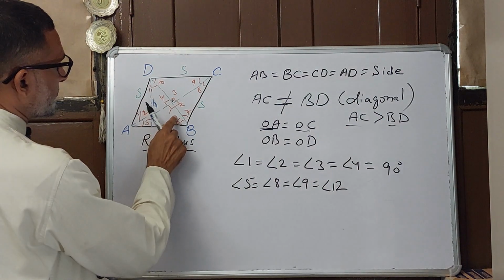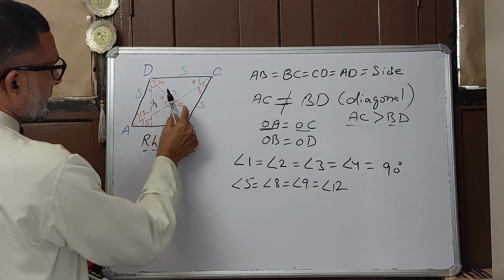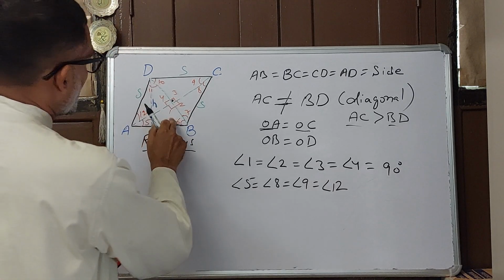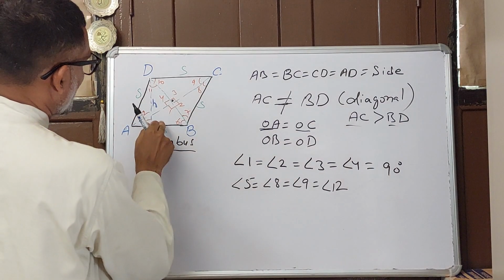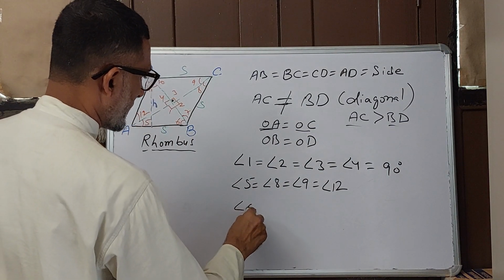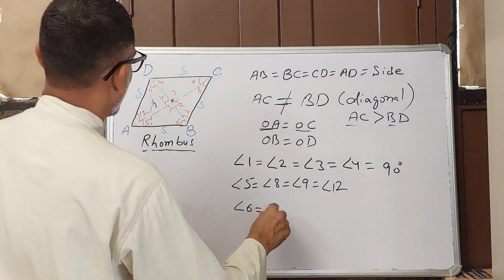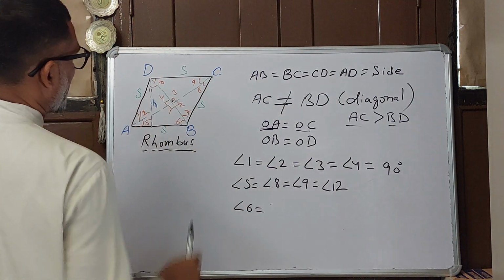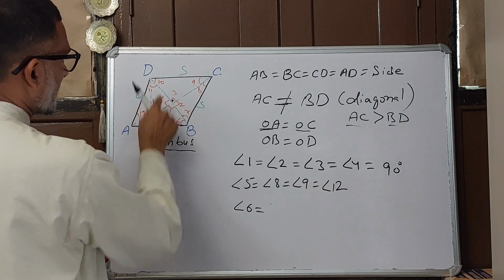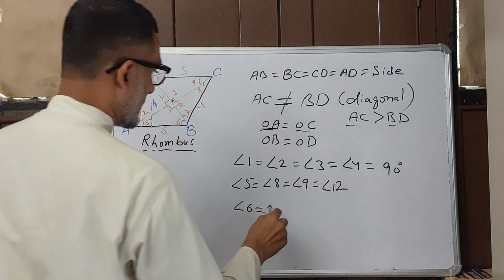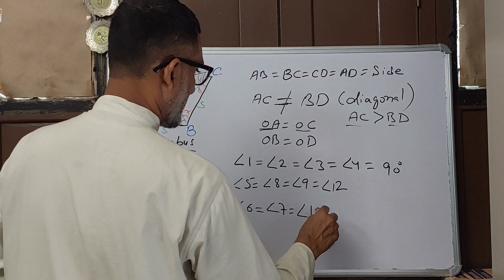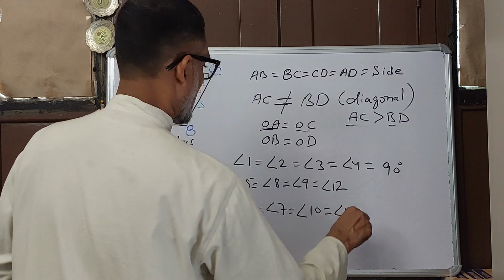Or the same in this way. You can easily find that these sides are equal, so angle 6 and angle 11 become equal. When sides 7 and 10 are equal, and by Z alternate interior angles, angle 10 is equal to 6, so all are equal here also. So angle 6 is equal to angle 7 is equal to angle 10 is equal to angle 11.